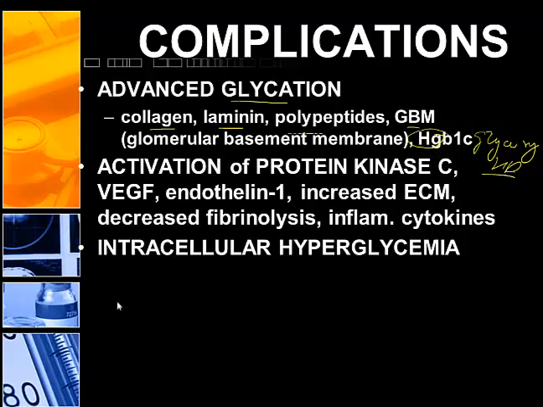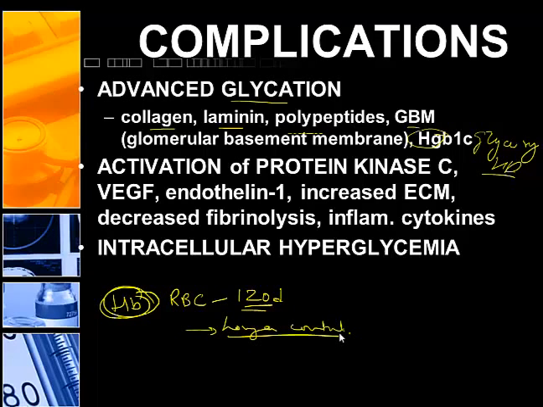Now, what happens when it glycates hemoglobin, which is present inside the RBCs, and we know the lifetime of the RBC is around 120 days. So we get hemoglobins which are glycosylated for 120 days. So we can actually monitor the glycemic control over a longer period of time.